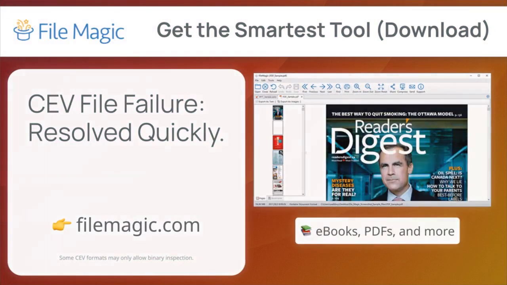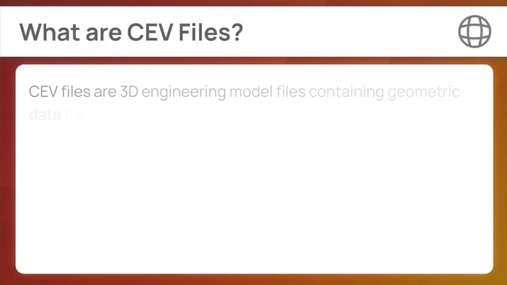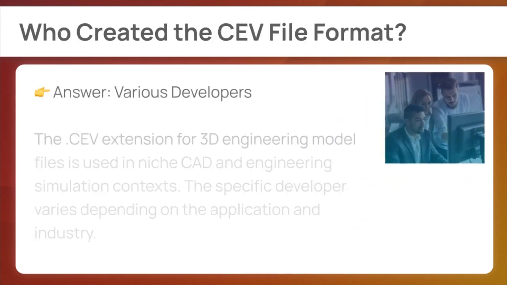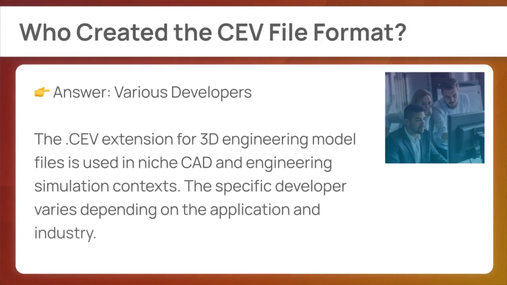Details below. CEV files are 3D engineering model files containing geometric data for visualization and analysis of engineering structures and components. They store three-dimensional mesh data, surface definitions, material properties, and assembly hierarchies used in engineering design, review, structural analysis, and construction visualization applications within specialized CAE software environments.